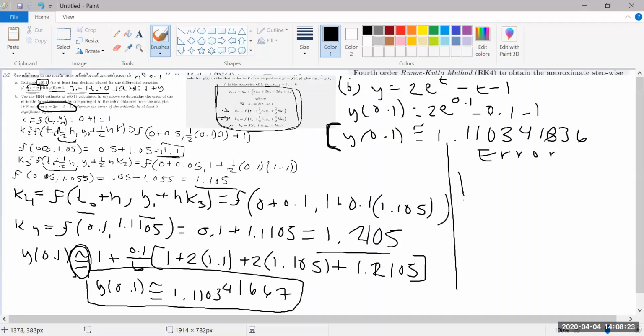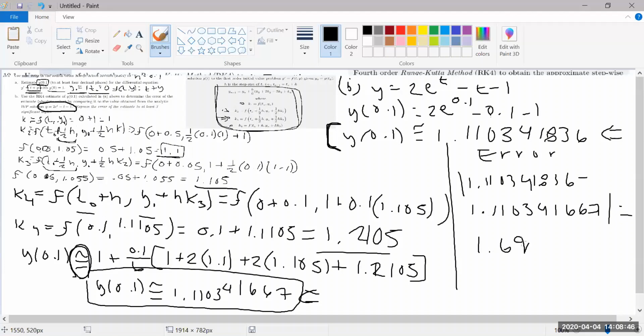And all you're going to do from here to find the error is take the absolute value and subtract these two numbers. So we have 1.1103411836 minus our 1.1103416667, absolute value, and you should get 1.69 times 10 to the negative 7th for your error here.